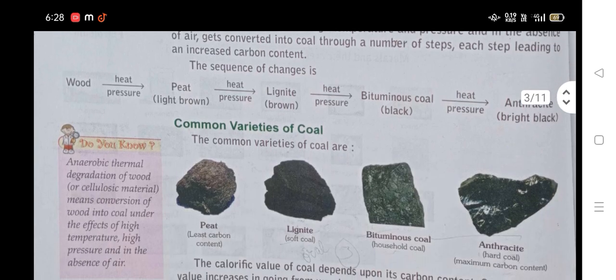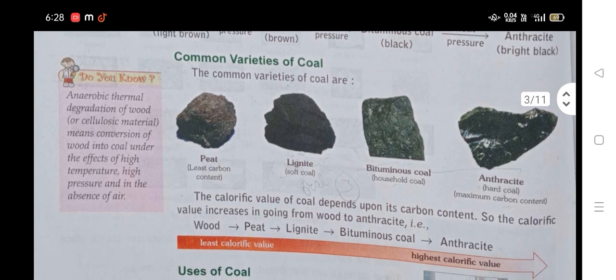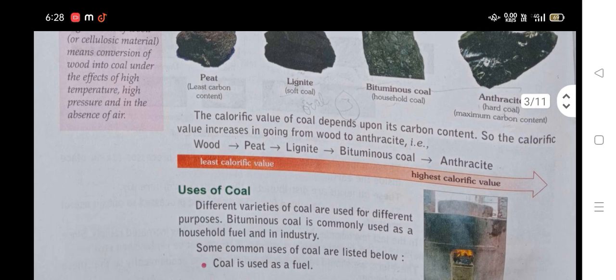Common varieties of coal. The common varieties of coal are peat, lignite, bituminous coal, and anthracite. The calorific value of coal depends upon its carbon content, so the calorific value increases in going from wood to anthracite. That is wood, peat, lignite, bituminous coal, and anthracite.